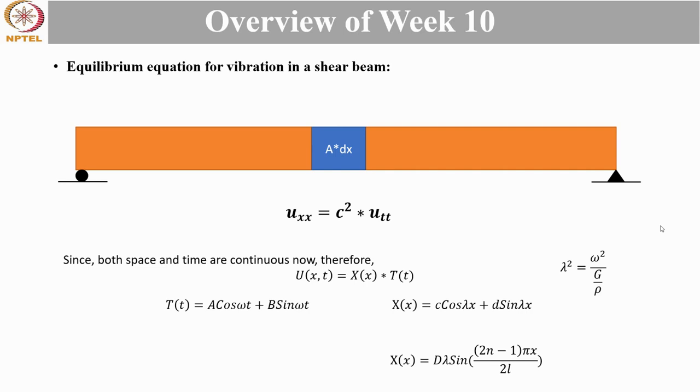So, for a continuous beam under shear action, we derive the response as a function of time and space, as can be seen on the screen. If u(x,t) is a function of both space and time, then the function of time will be derived as A cos omega t plus B sine omega t, while the function of x will be derived as D sine of lambda, (2n minus 1) pi x upon 2L, where lambda is nothing but omega square upon G by rho.